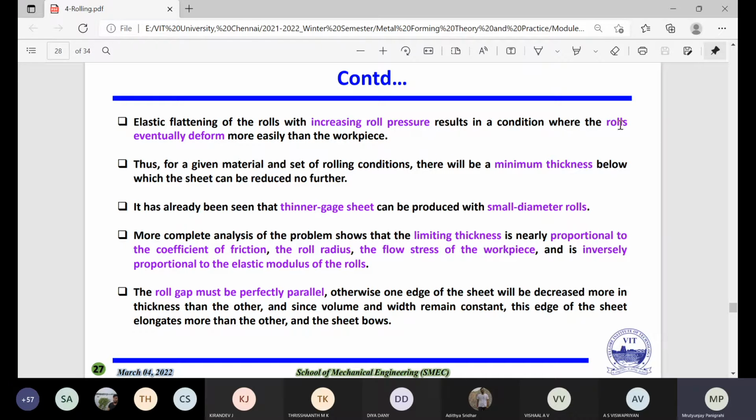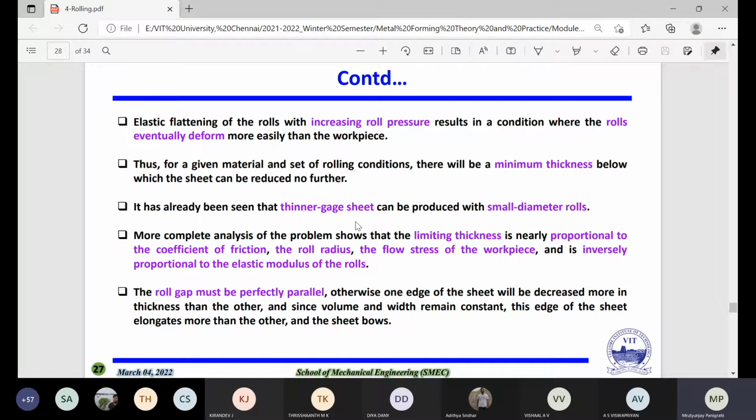So in that case, what will happen? Normally in the rolling mill the material deforms, but if your roll deforms, then you will lose everything. Thus, for a given material and set of rolling conditions, there will be a minimum thickness below which the sheet can be reduced no further. That means you put in a certain material and it passes to the other side, but it cannot reduce more. For example, if you have 10 millimeter of thickness initially and it goes towards 4 millimeter, after 4 millimeter you cannot reduce. So there will be a fixed condition there.